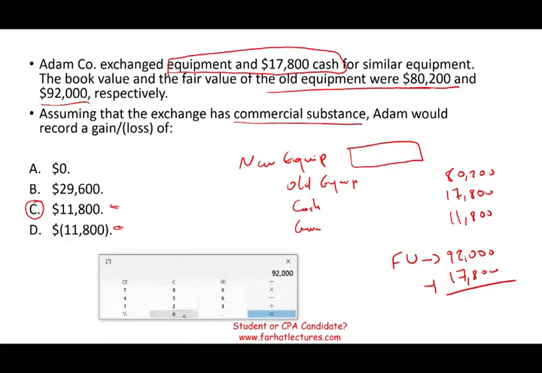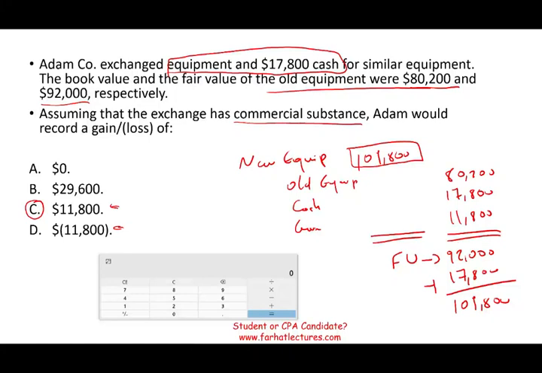92,000 plus 17,800 equals 109,800. Now we want to make sure that this transaction balances. Minus 80,200, minus 17,800, minus 11,800. Notice total debits equal total credits. So these two are equal to each other.